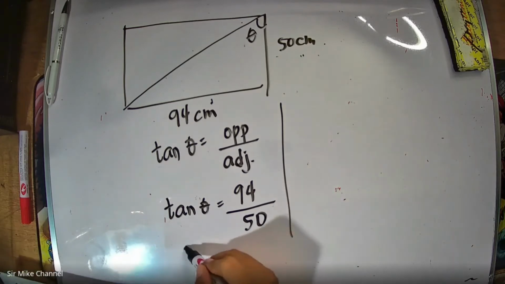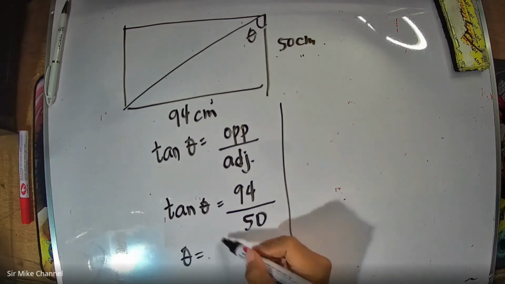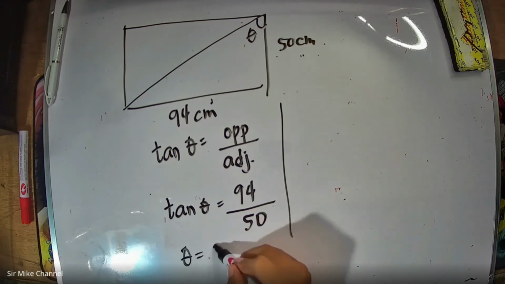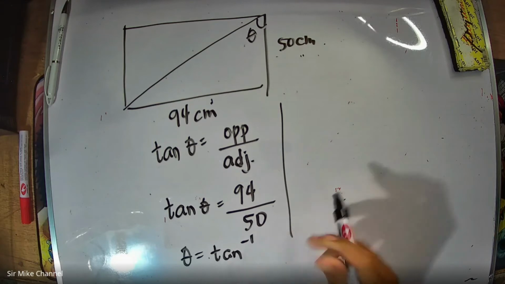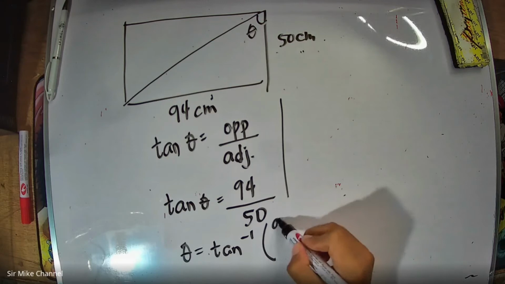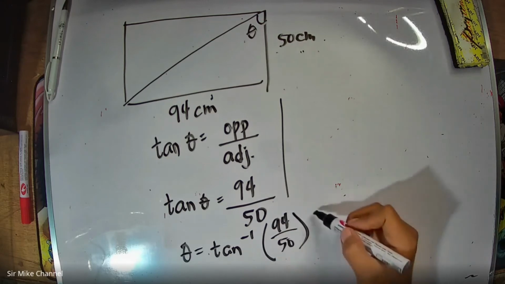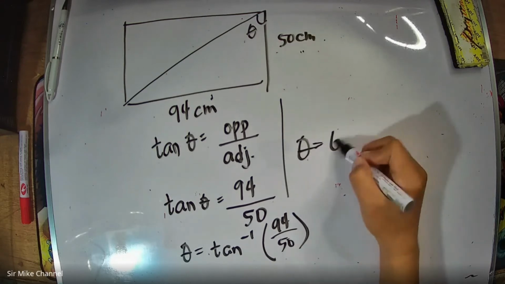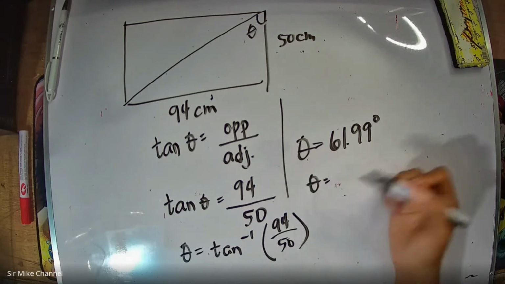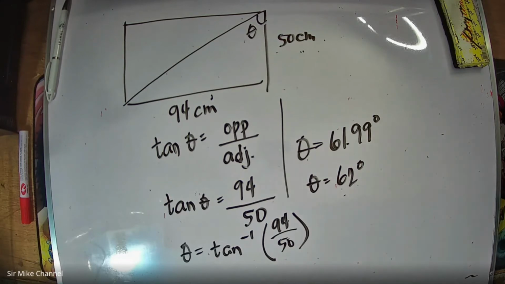Theta is equal to, so you press shift and then tangent, so we get tangent raised to negative 1, then 94 divided by 50. So our theta is 61.99 degrees, or to the whole number, 62 degrees. We will show how to solve using the calculator.